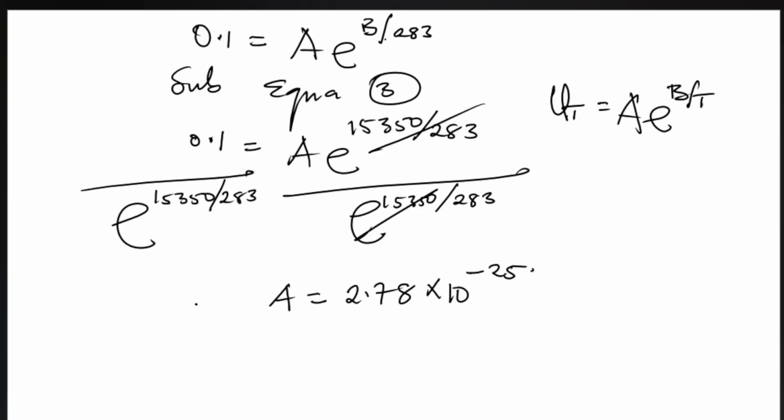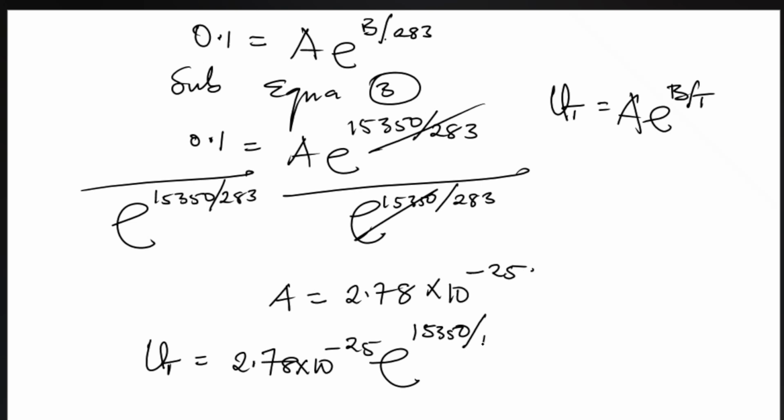So if we substitute all our given constants into this equation, we'll simply have that U of t will now be equal to 2.78 times 10 raised to the power of minus 25 exponential raised to the power of, your B was given to be 15350 divided by T. So this was the expression that you were asked to derive. This is your number 1. So you've simply solved for number 1.